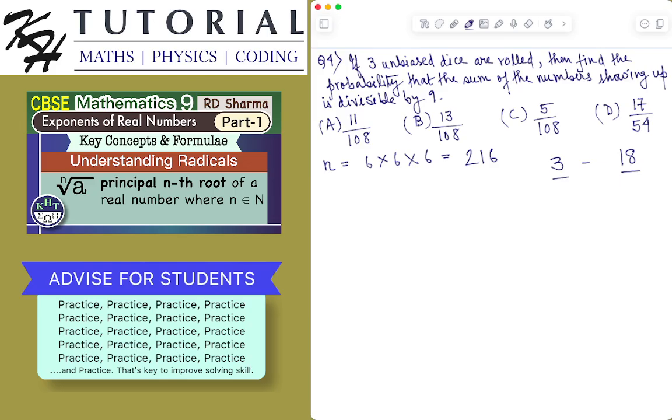Now, how many numbers are there between 3 to 18 which are divisible by 9? There are only 2 numbers, which are 9 and 18. So now we have to find all those possible outcomes where the sum of the numbers on the 3 dice is either 9 or 18.